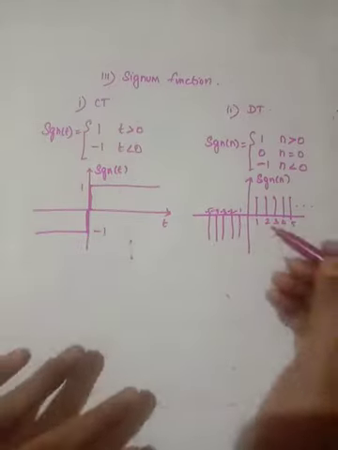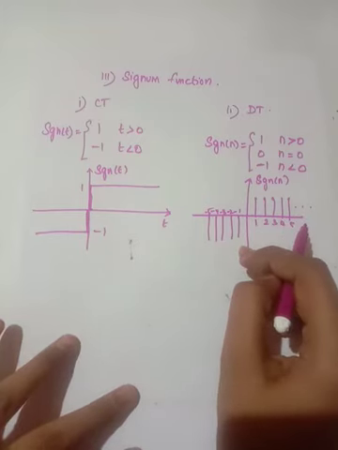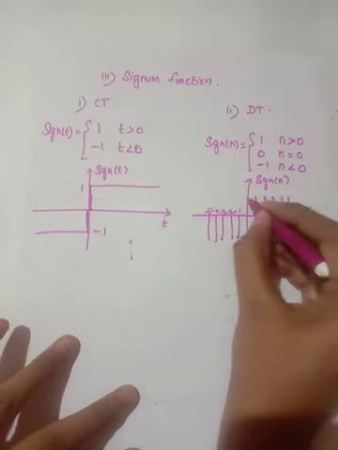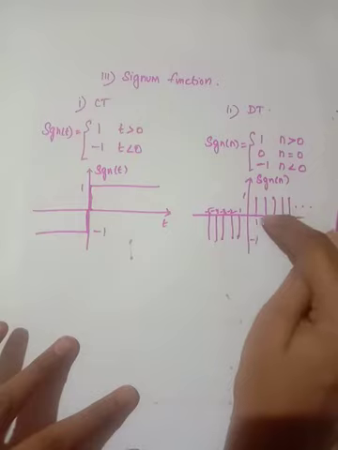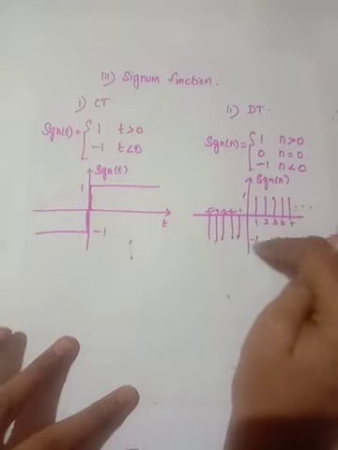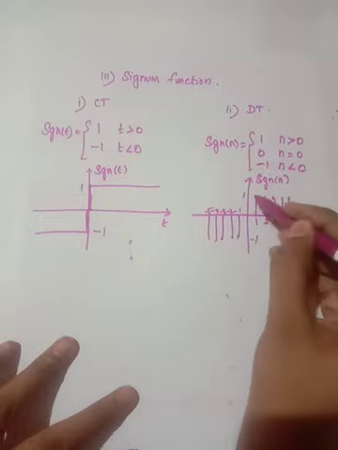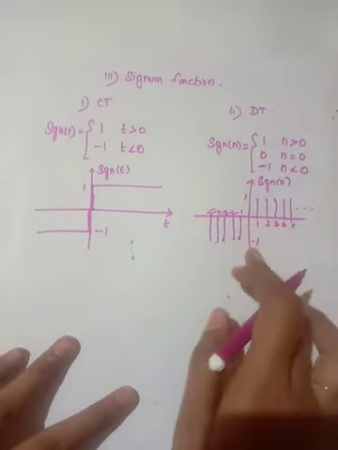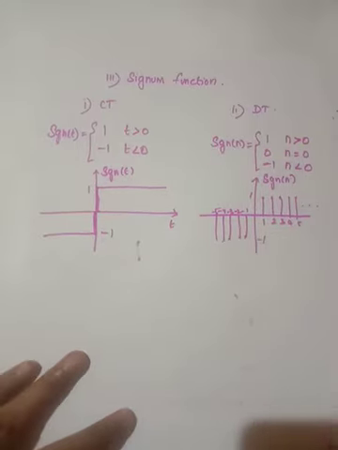Secondly, consider a discrete time signal, because a discrete time signal has values only at discrete time instants. Here we are going to represent this signum function. For n greater than 0, it is 1. For n less than 0, it is minus 1. At n equal to 0, it is 0. So this is the mathematical relation for the discrete time signum function.